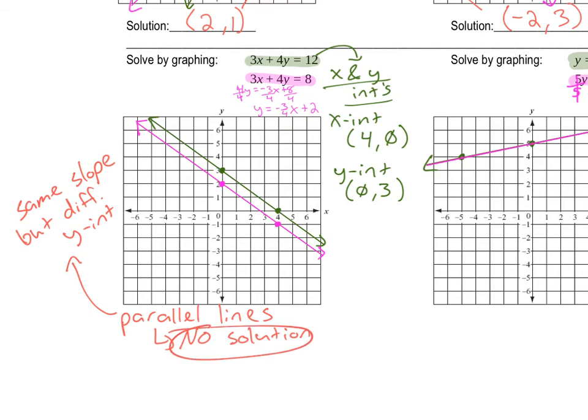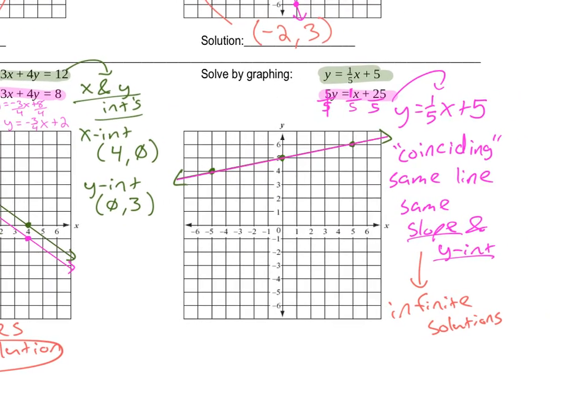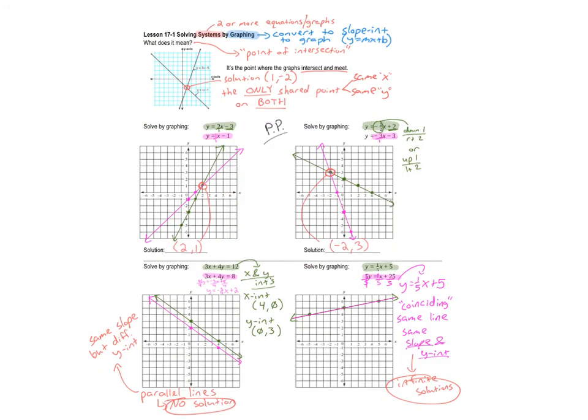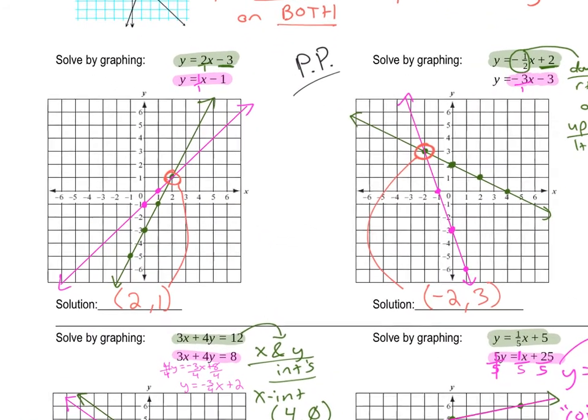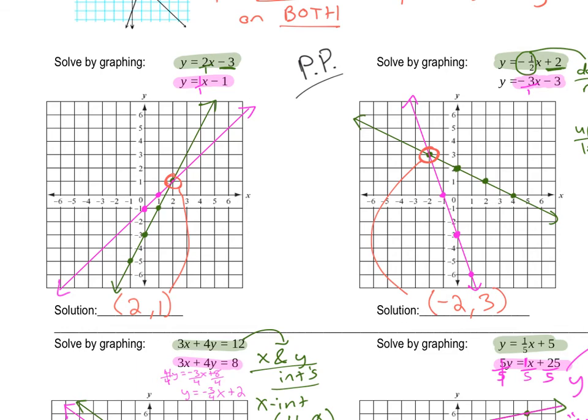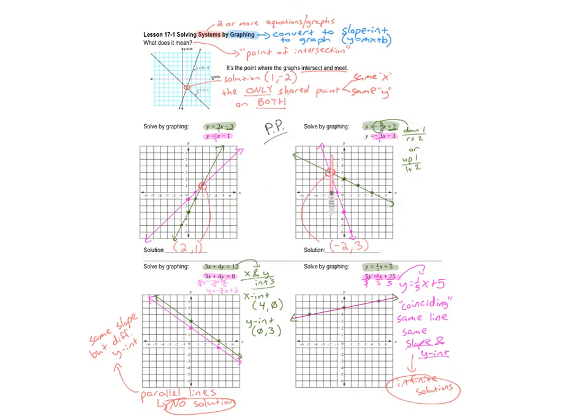We had the same slope and different y-intercept there. Over here, we saw the exact same line gave us infinite solutions. And up above our first two examples, how many points of intersection are there for each of those? Just one. They only cross once. So our lines will cross once for one solution, or never cross at all for no solution, or cross every single point for infinite solutions.